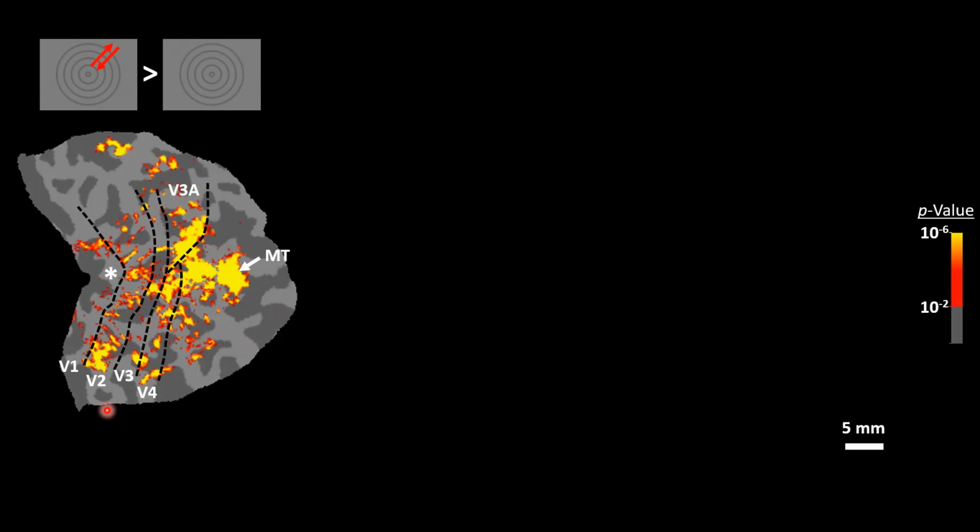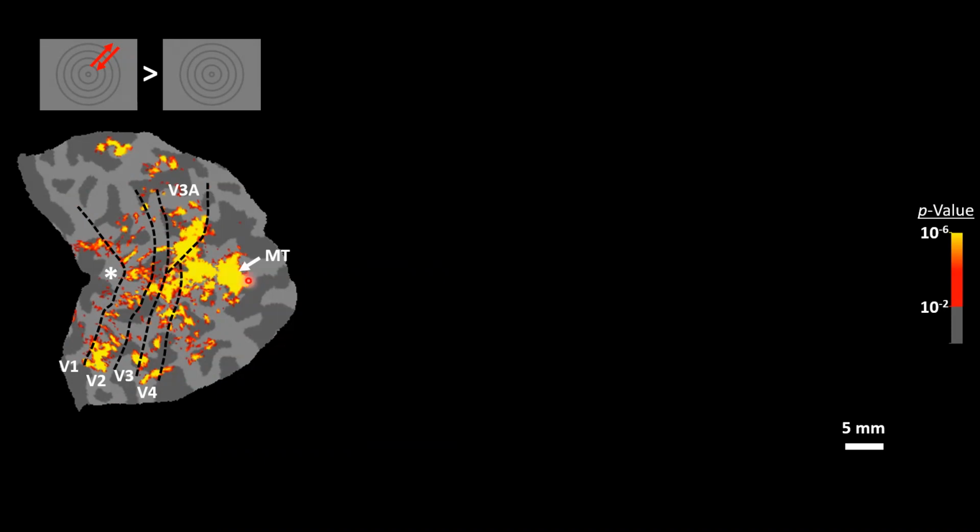Here you can see the location of those cortical sites that show a significantly stronger response to moving compared to stationary stimuli in one control subject. Red to yellow colors indicate p-values of 10^-2 to 10^-6. Borders of visual areas, indicated by black dashed lines, were defined retinotopically based on separate scans and stimuli.